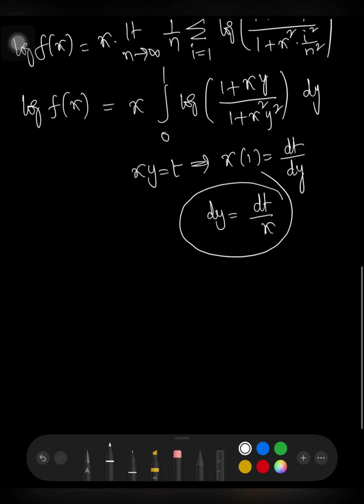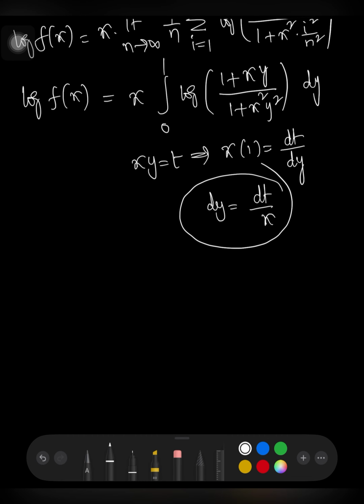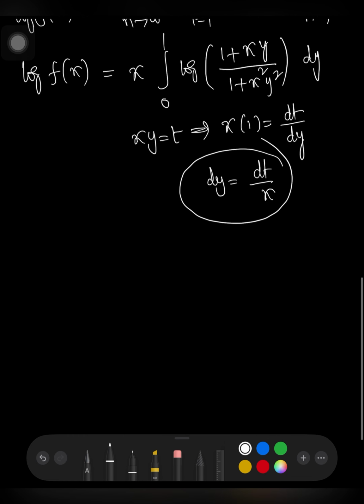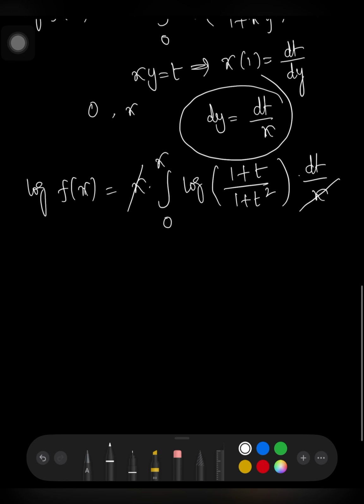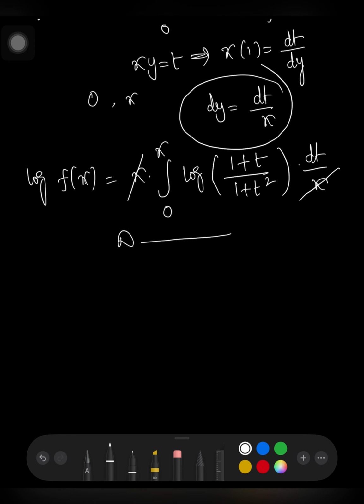Now coming to the boundaries, if you substitute y equal to 0, t will be 0, and y equal to 1, t equal to x. The lower boundary will be 0 only and the upper boundary x. So log of f of x equals x into the integration from 0 to x of log of (1 + t) by (1 + t²) into dt by x. So here x gets cancelled. With the remaining, you can differentiate with respect to x on both sides, here x and here with respect to t.